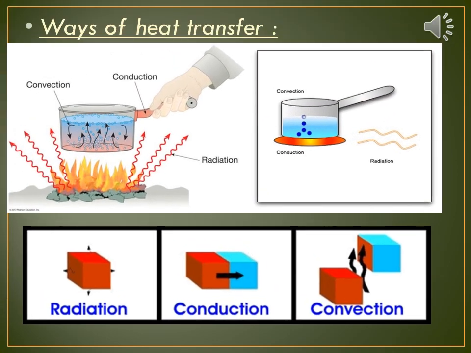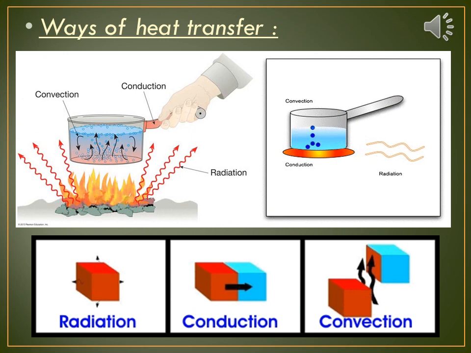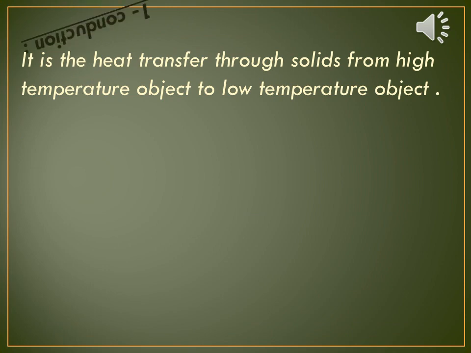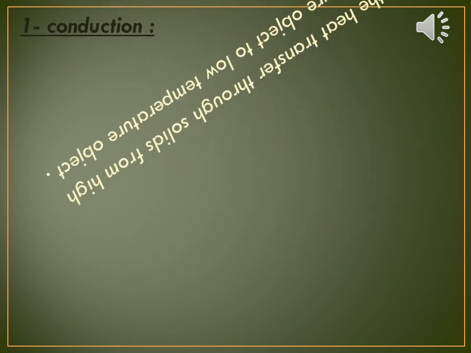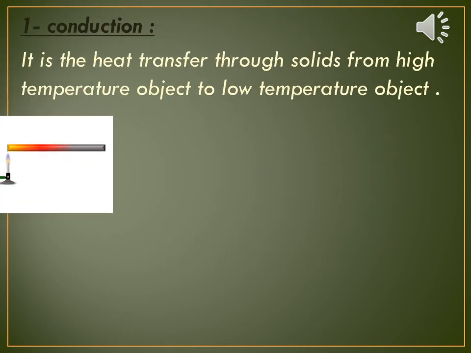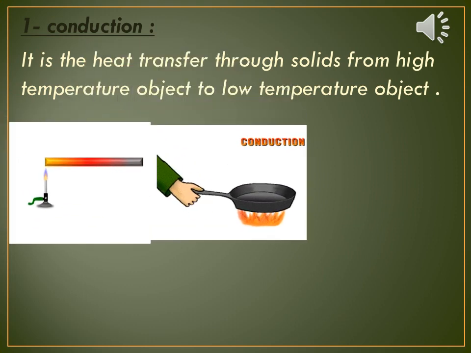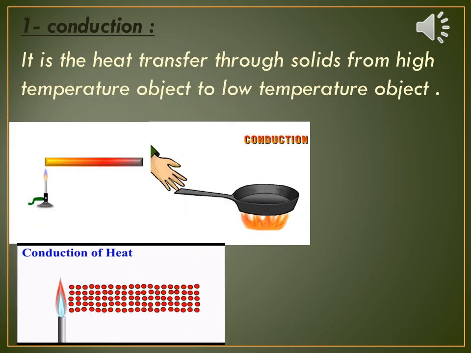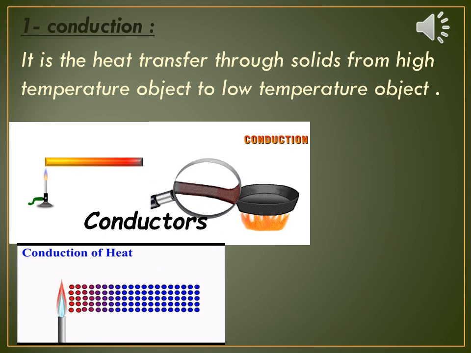We have three ways of heat transfer: conduction, convection, and radiation. First, conduction. It is one of the ways of heat transfer through solids from a high temperature object, a hot body, to a low temperature object, a cold body. As you see in the pictures in front of you, we have two types of material. One of them allows heat to pass through and we call it conductors, while the other type cannot allow heat to pass through and we call it insulators.